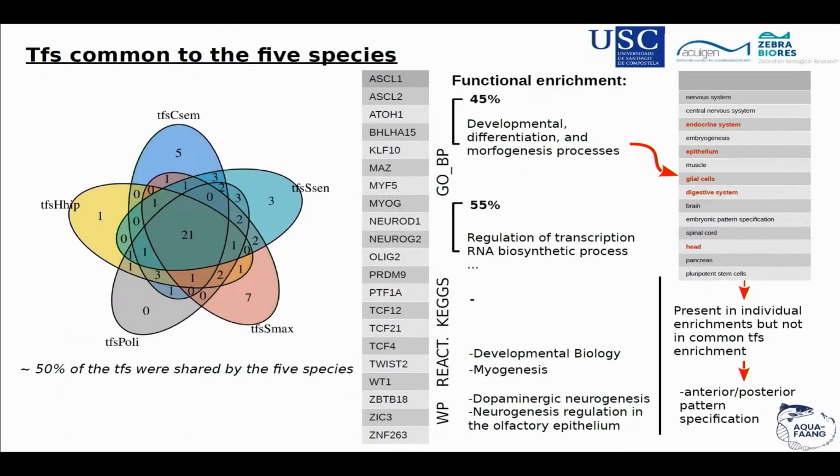We then selected those transcription factors that were present and enriched in the 5 species and reproduced the enrichment analysis with similar results. In red are those that are also seen in this case. In black are those not seen in this case, but seen in the individual analysis. And again, the same terms that appeared enriched in the individual analysis appeared enriched in this enrichment pathway analysis.